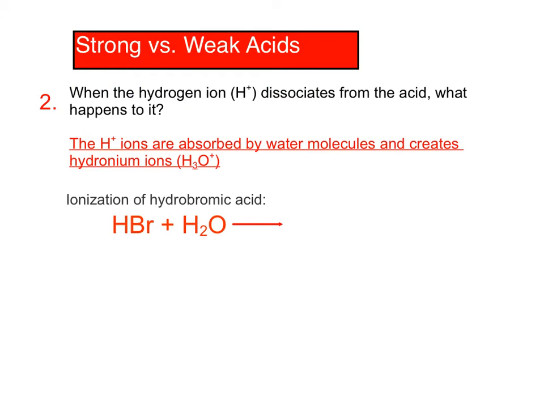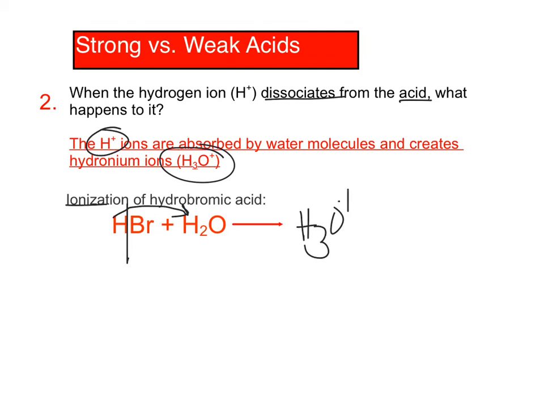So let's first just talk a little more about the word dissociate or ionize. So when a hydrogen ion breaks apart from the acid, dissociates, what happens to it? The hydrogen gets absorbed by water, making a hydronium ion. So for example, when hydrobromic acid is placed in water, this hydrogen is going to break off, it's going to ionize, but then it's going to get absorbed by the H2O. So then your resulting things would be a hydronium ion and a bromine ion. This is making the solution acidic.